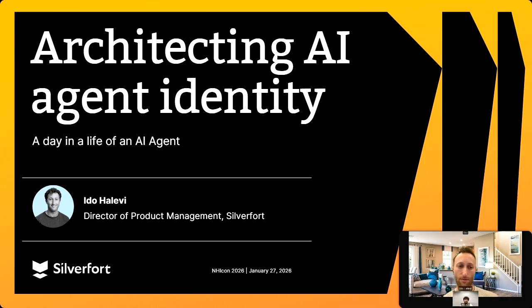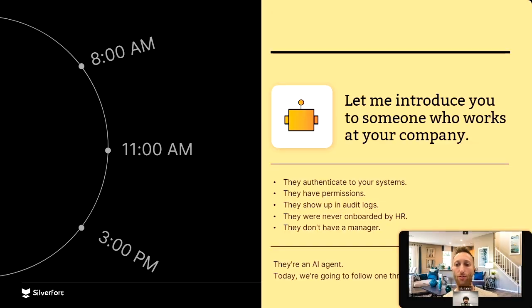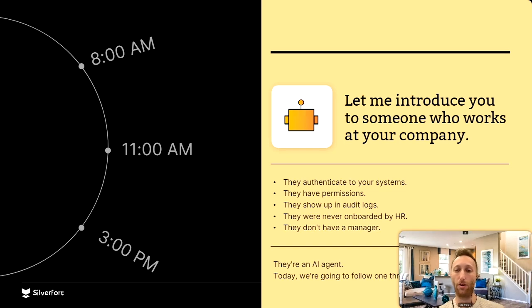So let's get started. Let me introduce you to someone who works at your company. They authenticate to your system, they have permissions, they show up in audit logs, they were never onboarded by HR, and they don't have a manager. Those agents can approve expenses, they can read files, they can sometimes even deploy code or send emails on behalf of your employees. And they're doing stuff not because they are malicious, right? But because we ask them to do that.